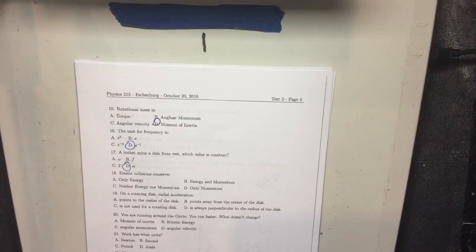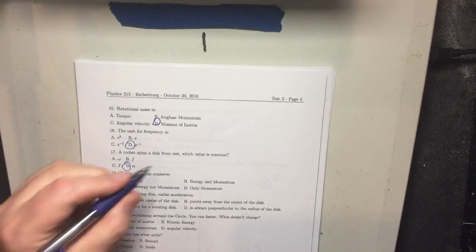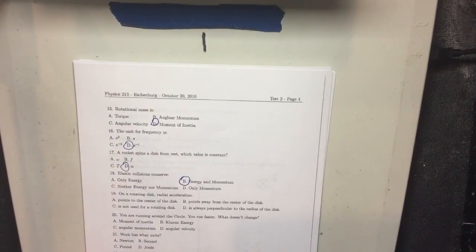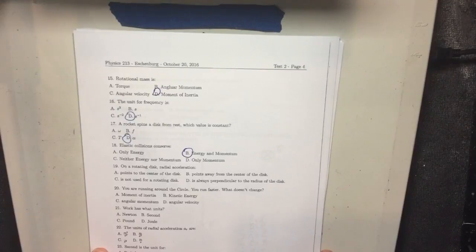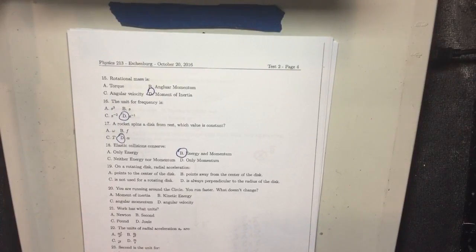Elastic collisions conserve what? B, energy and momentum. On a rotating disk, radial acceleration does what? Points to the center of a disk.